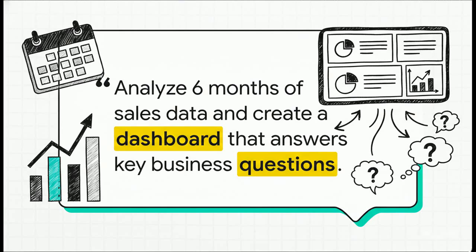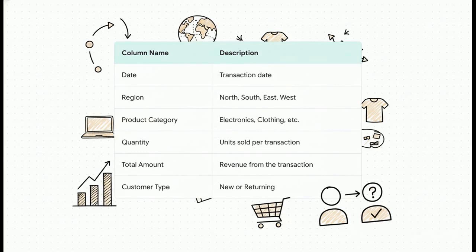No pressure, right? You know, every great analysis starts with the right raw materials. And just look at the columns we have here. These are the building blocks of our story. We've got date, so we can spot trends over time, region to see where our best markets are, product category to find our best sellers, and customer type to understand loyalty. I mean, everything you need to answer the director's questions is right here.